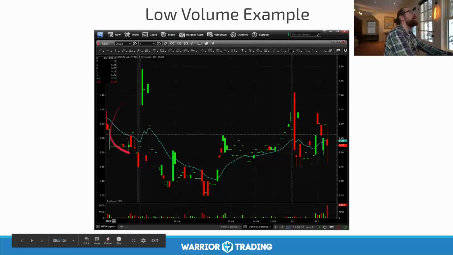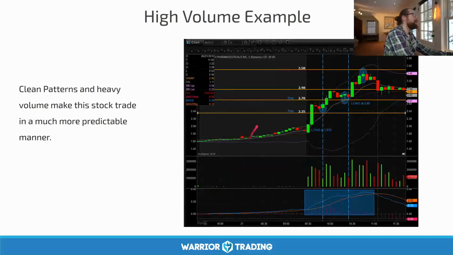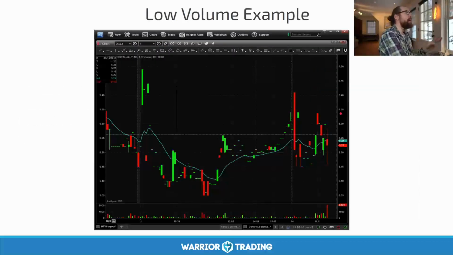So, and this is a very low volume example. This is an extreme example, but on something like this, obviously the patterns are worthless. There's nothing here to trade. And the level 2 would be worthless to look at because anything you see is just some high frequency trading algorithms. Whereas this is the higher volume example. So this is low volume and low relative volume.